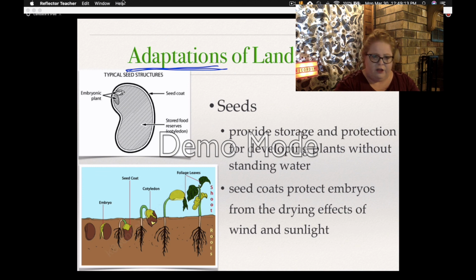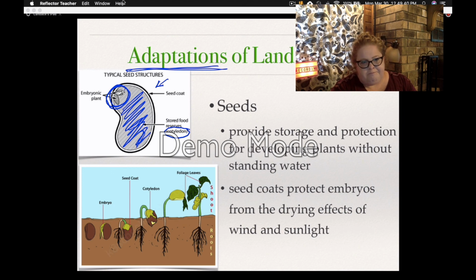So if we were to look at a cross section of a seed, so if we were to cut it in half, and this is kind of like a bean, you would see that there's this embryonic plant. It's just a baby plant inside there. And then all this part is stored food, carbohydrates, and proteins and lipids for the seed. And that part is called the cotyledon. And so those that have two of those are called dicotyledons, and those that have one are monocotyledons.